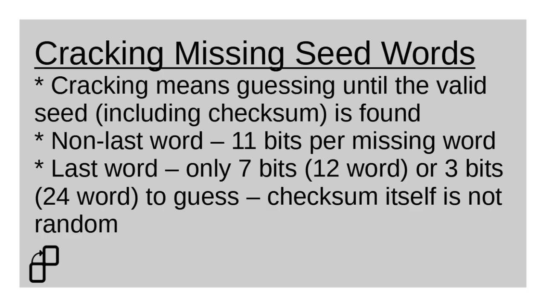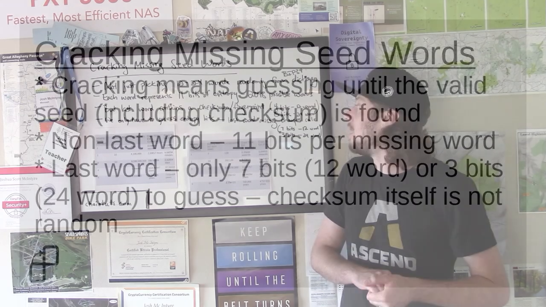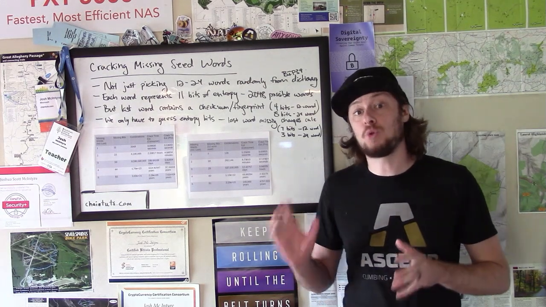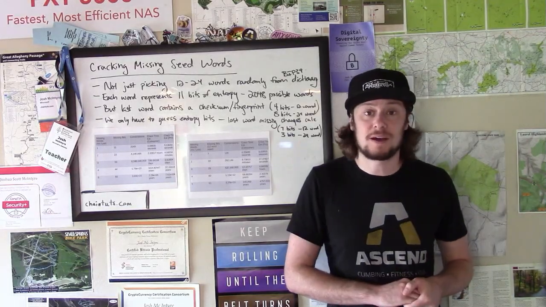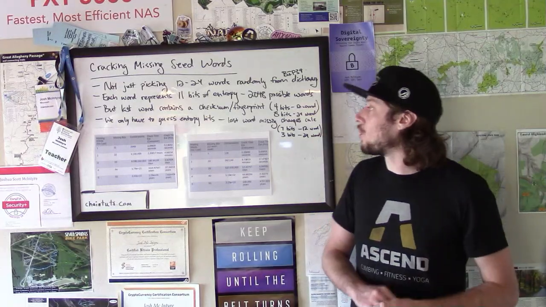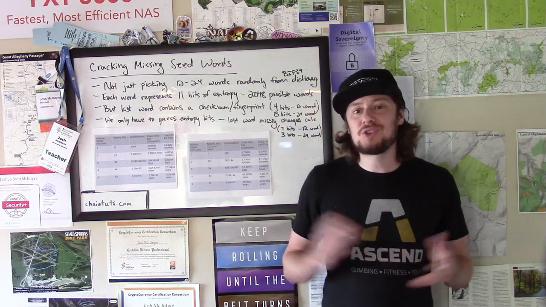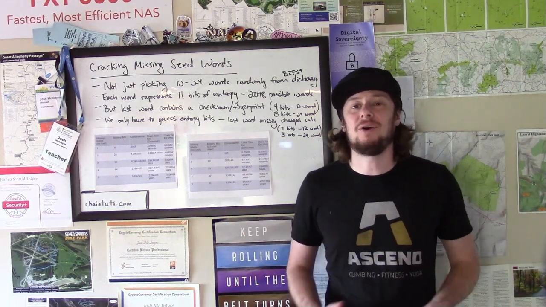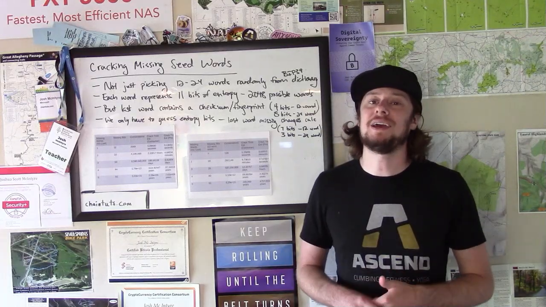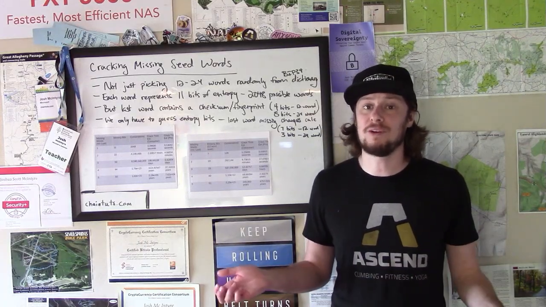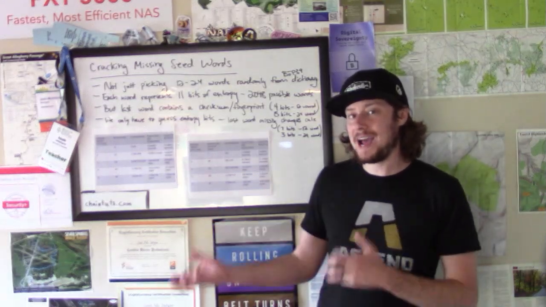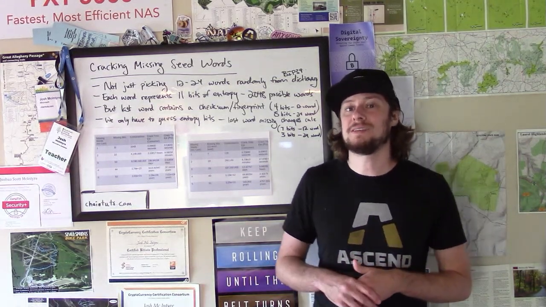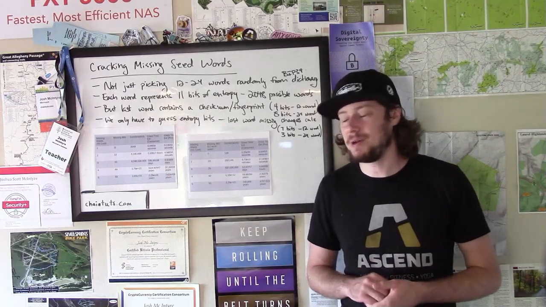The last word contains 4 bits of a checksum for a 12-word seed phrase, and 8 bits of checksum data for a 24-word seed phrase. So let's break this down and talk about the practicality of actually guessing a certain number of missing seed words. Because again, whether or not the last word is one of the words that's missing does change the math a bit.